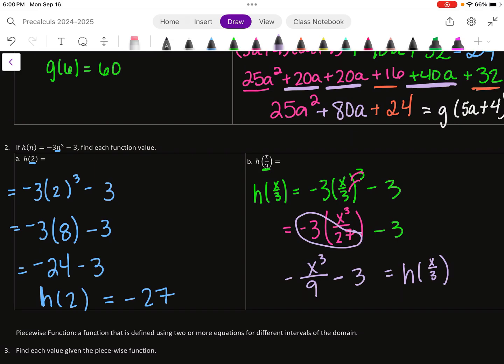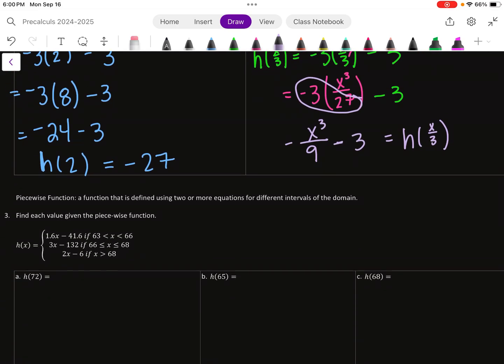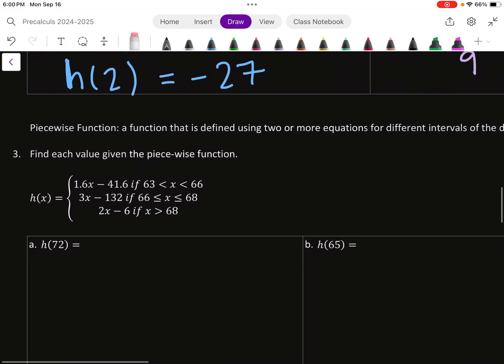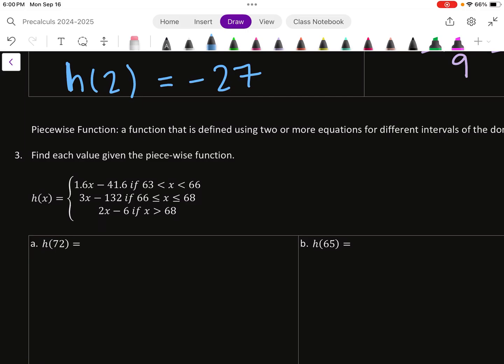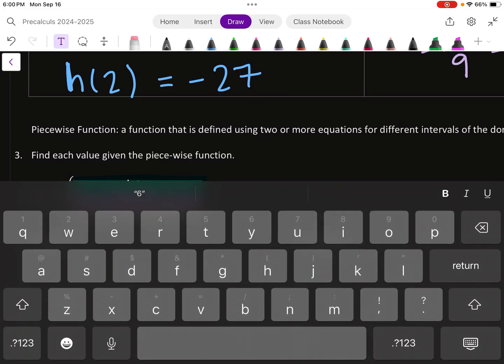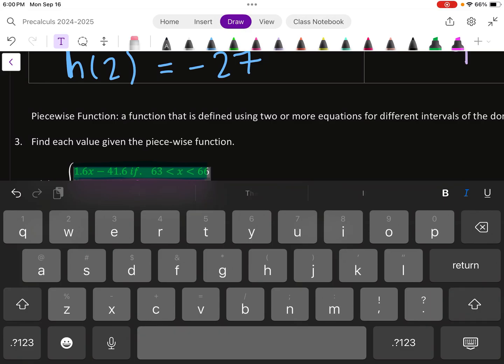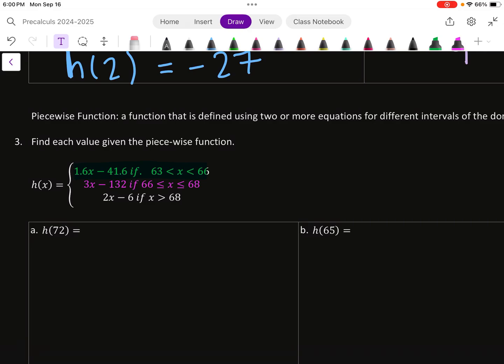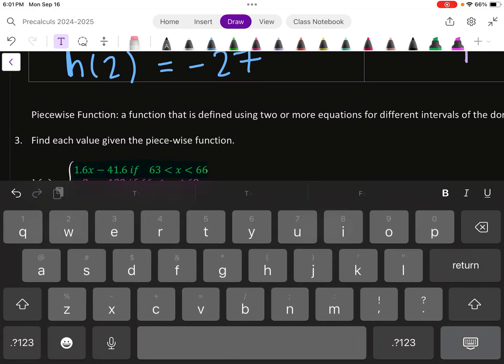Now let's look at something that maybe you've seen or not, a piecewise function. It's what it is, as we say, pieces of functions. So a function that is defined using 2 or more equations on different intervals of the domain. So we're going to find each value given this piecewise function. I'll highlight these maybe in different colors. This one is all of this guy, and then this one is all of this. You see my spacing in there is not so great. I think it's better on your piece of paper. We use this equation if the x value is between these two numbers. That's kind of how that works.